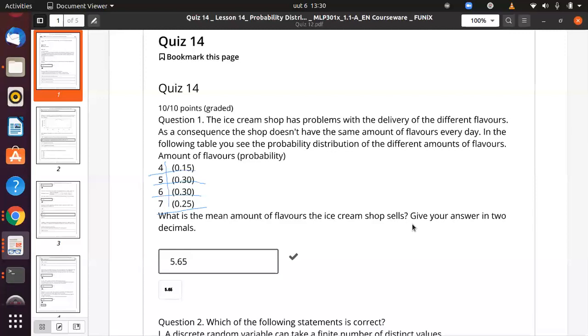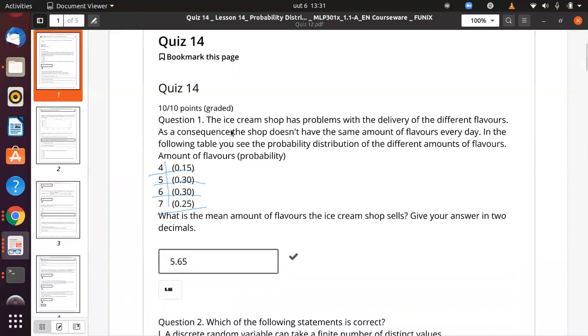So 1, 2, 3, 4. We have 4 different flavors. The amount of flavors is the probability for the flavor. I don't understand the question. Could you help me explain it?